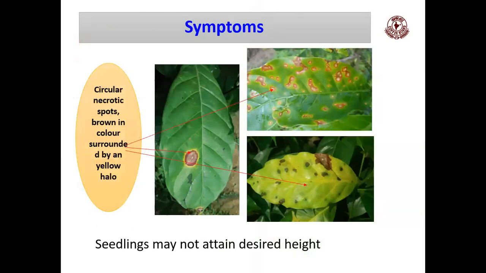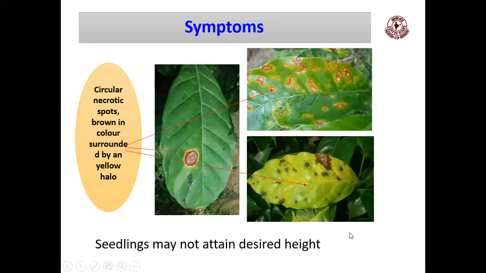field condition. And when coming to symptoms, the infection starts as necrotic spots which are brown in color and surrounded by a yellow halo. There may be multiple spots in each leaf, and sometimes there may be a single spot, and the presence of the yellow halo is due to the production of a toxin called cercosporin by the pathogen. On severity, here you can see in the third picture, the leaf turns yellow and falls prematurely.